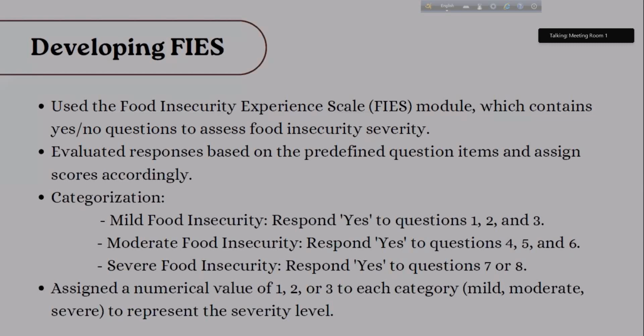And for developing the Food Insecurity Experience Scale module, we used the Indonesian module of the FAO, and we evaluated the responses to the questions, and then we categorized them into 3 categories. One is mild food insecurity, when the response was yes to questions 1, 2, 3, moderate if the response was yes to 4, 5, 6, and severe if the response was yes to questions 7 and 8. So we categorized them into mild, moderate, and severe.